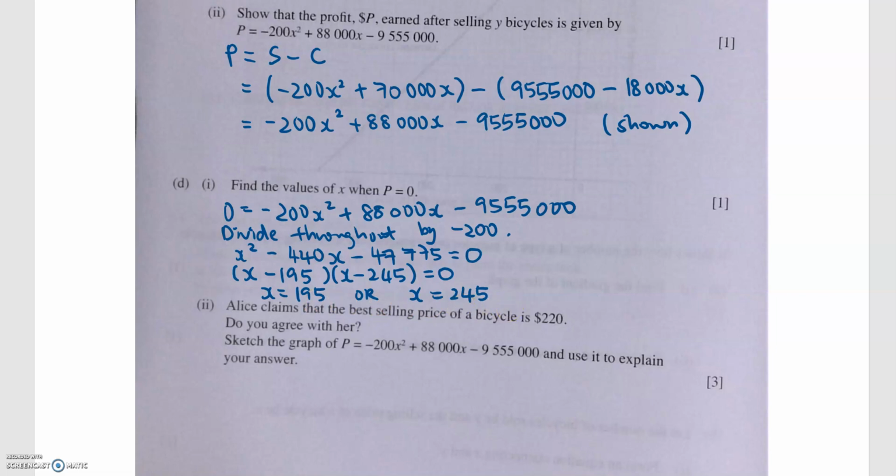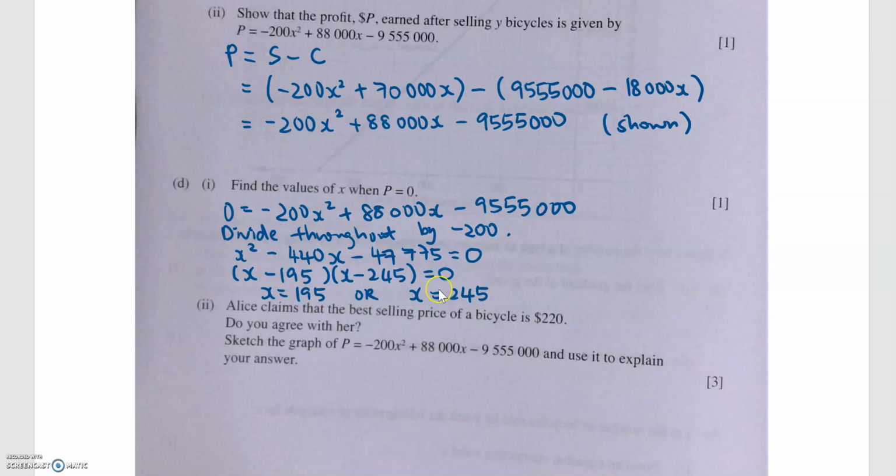Now I want you to pause for a moment to think about what this implies given the context of this question. So X is the selling price of the bicycle. The profit is 0 if I were to set the selling price to be 195, or if I were to set the selling price at 245.